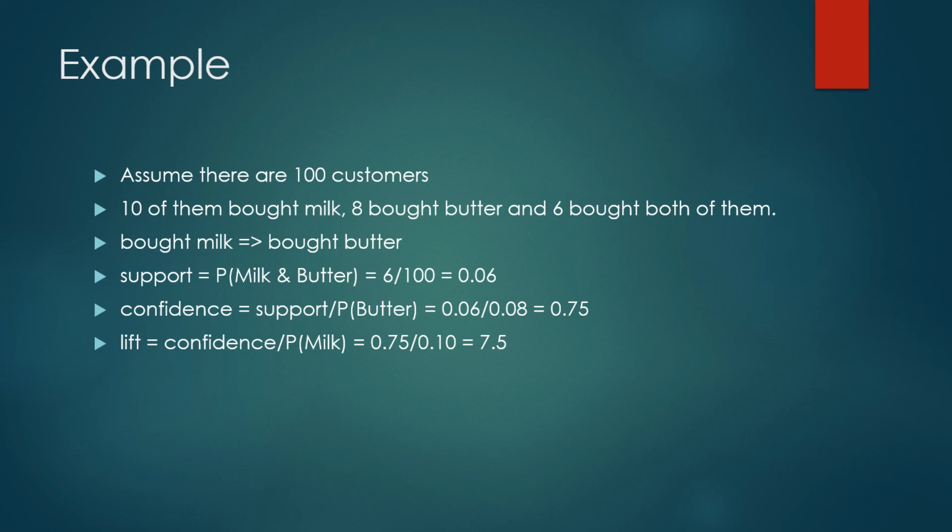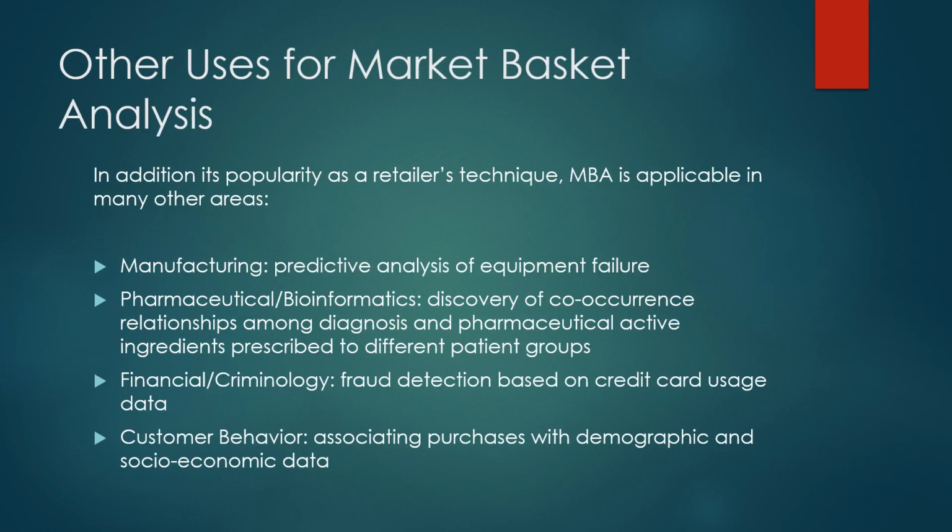Support is equal to the probability of milk and butter, and there it is 6 divided by 100, which is 0.06. Confidence is equal to support divided by the probability of butter, so 0.06 divided by 0.08, and that is 0.75. And lift is equal to confidence divided by the probability of milk, so 0.75 divided by 0.10, and it's equal to 7.5.